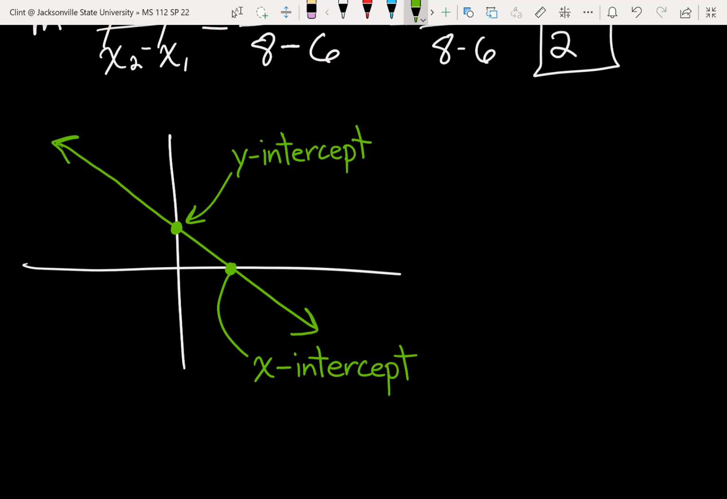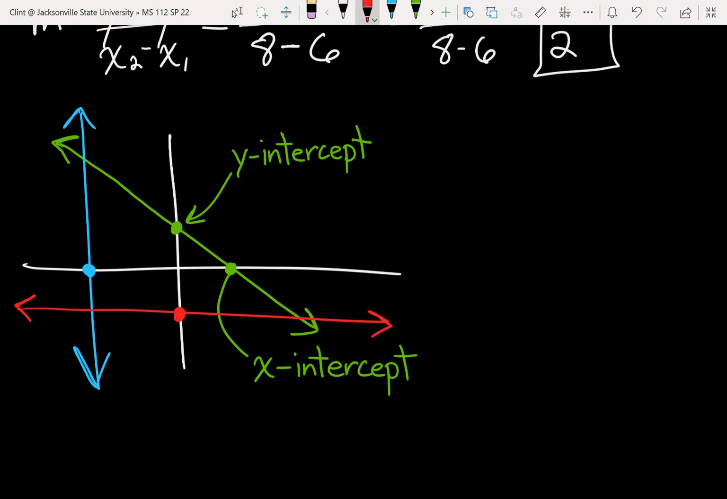So not every line has both of these, because what if we have a vertical line, then it only has one. Which one does it have, x or y-intercept? It's only going to have an x-intercept, right? It's not going to cross the y-axis because it's vertical. Or if we have a horizontal line, it's only going to have which one? Y-intercept. Yeah, it's only going to have a y-intercept and not an x. Any other line, other than a vertical or horizontal line, will have both.